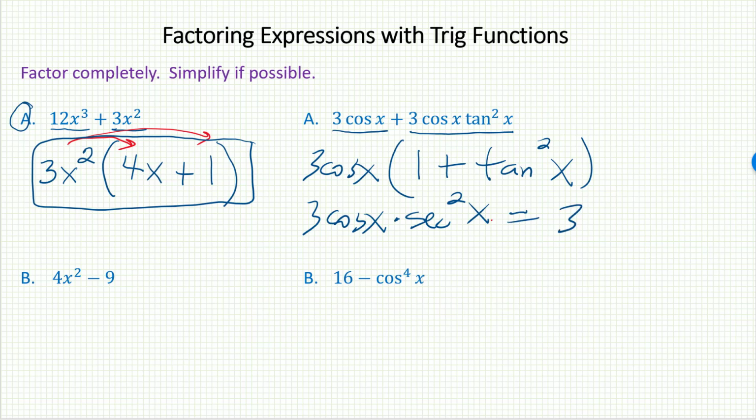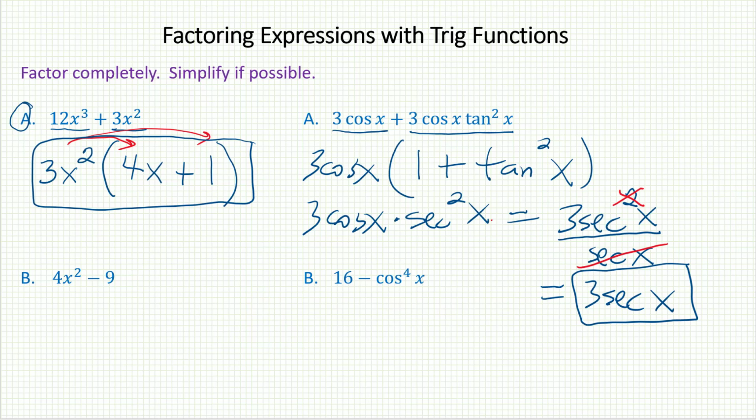What if I reciprocate the cosine down to the bottom? These are all pieces that are being multiplied, so this is a perfectly valid move. The cosine would reciprocate to the bottom as a secant, and then this secant would divide out one of the ones on the top, leaving me with a final answer of just 3 secant x. I think that's the simplest we can write it. Okay, what about example B?